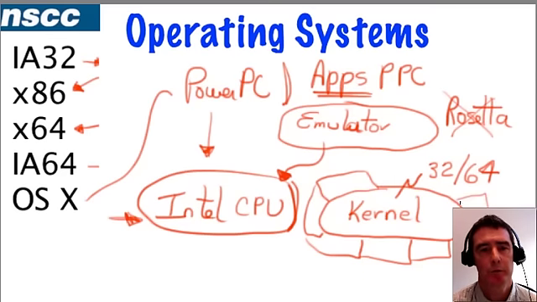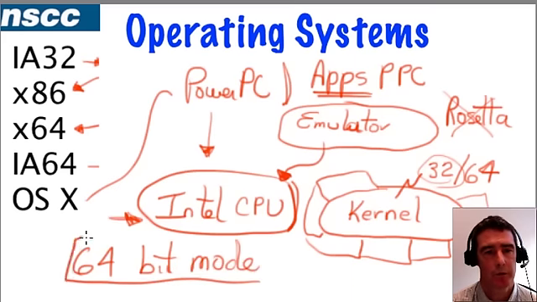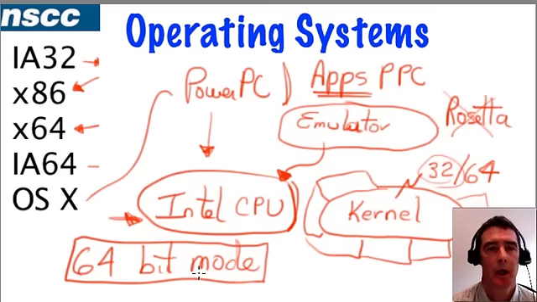In previous versions of OS X, the kernel ran in what was called 32-bit mode, but starting in Mountain Lion, the kernel's written in a full 64-bit mode, and gives you access to virtually as much RAM as the hardware will support.